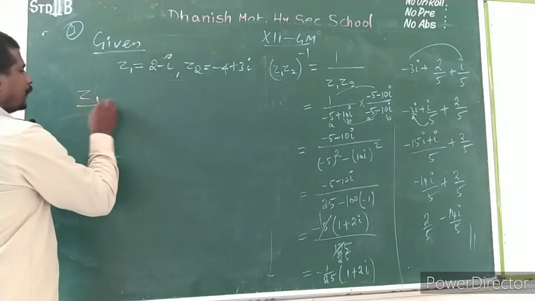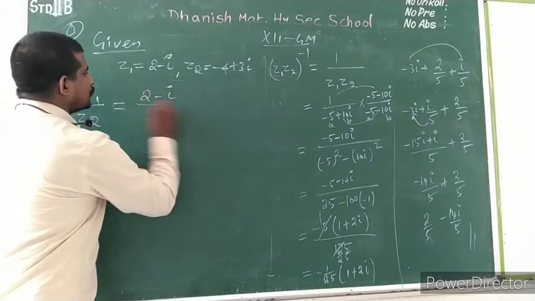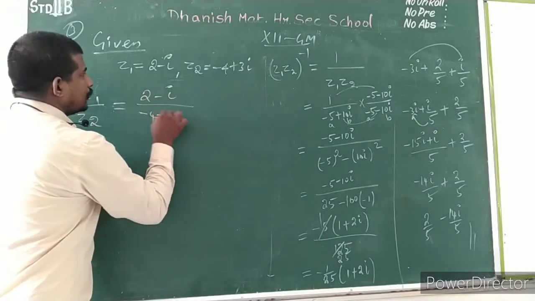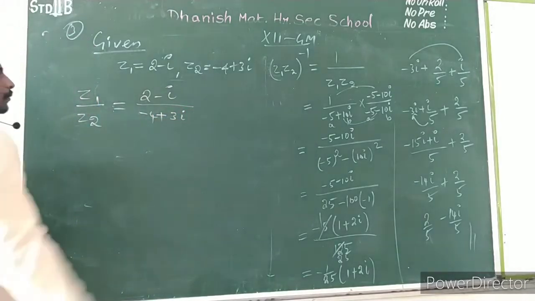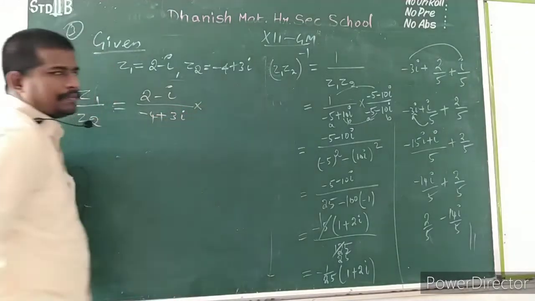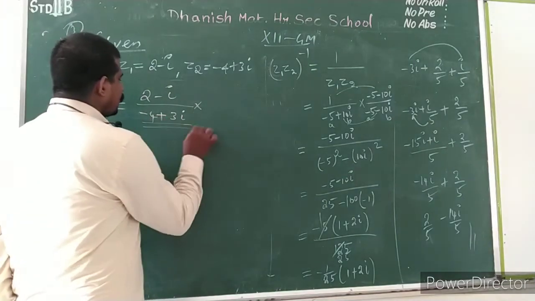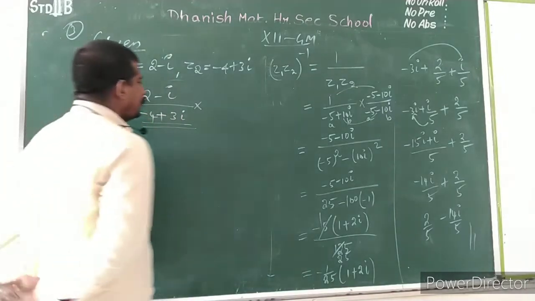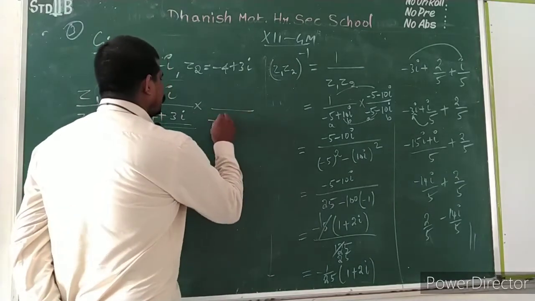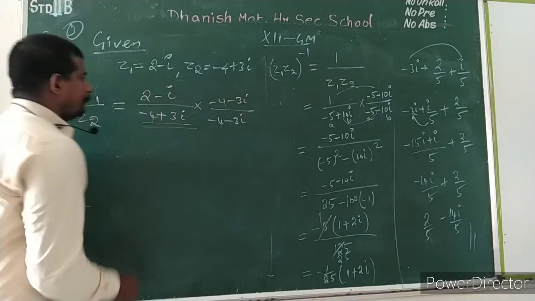For that, first we should find z1 divided by z2. This is equal to (2 minus i) divided by (minus 4 plus 3i). Here I am going to multiply the numerator and the denominator by the conjugate of the denominator. So here we are having the denominator as minus 4 plus 3i. For this, minus 4 minus 3i will be the conjugate. So we multiply by (minus 4 minus 3i) over (minus 4 minus 3i).